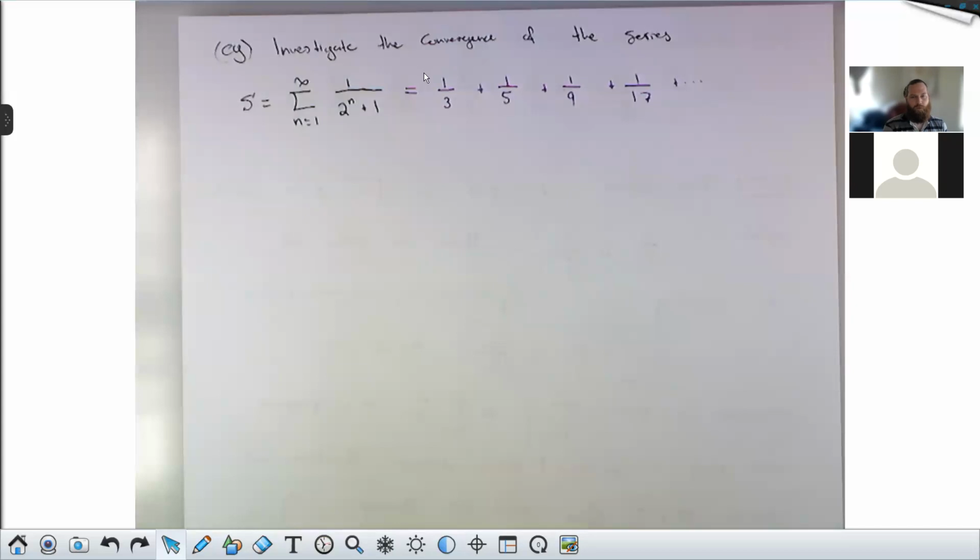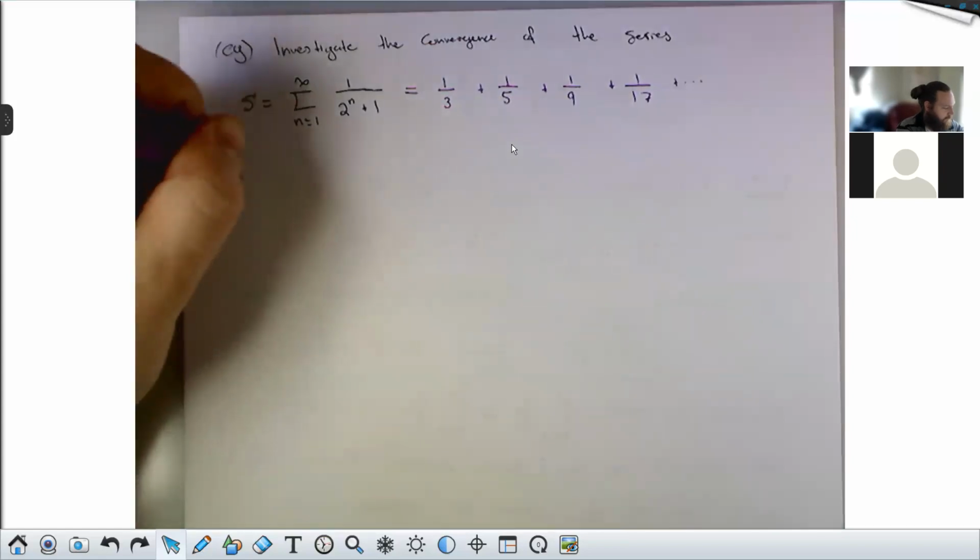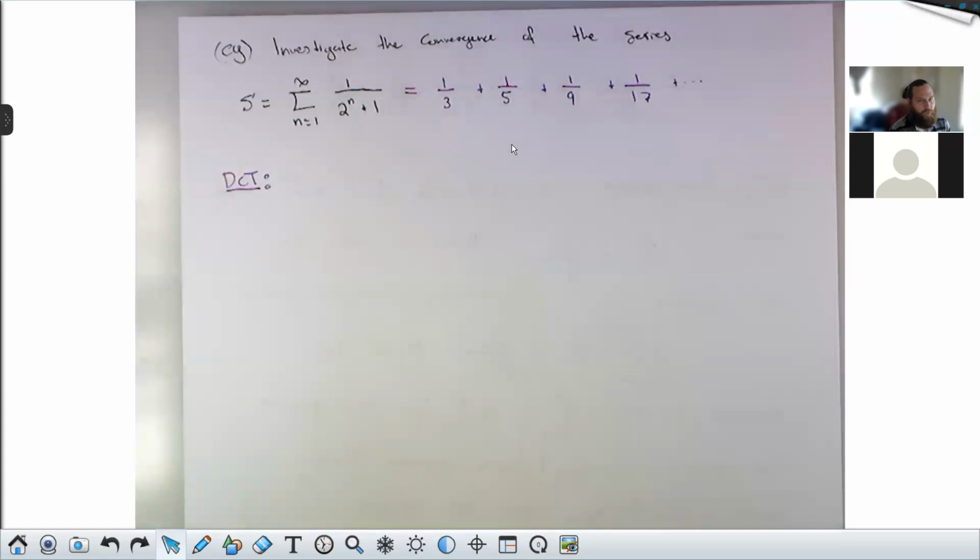The 1 over 2 to the n series is 1/2, plus 1/4, plus 1/8, plus 1/16. The only difference here is that these denominators are 1 larger, which makes each one of these terms smaller. Bigger denominator, smaller overall. So we can compare this nicely using the direct comparison test with the series 1 over 2 to the n.